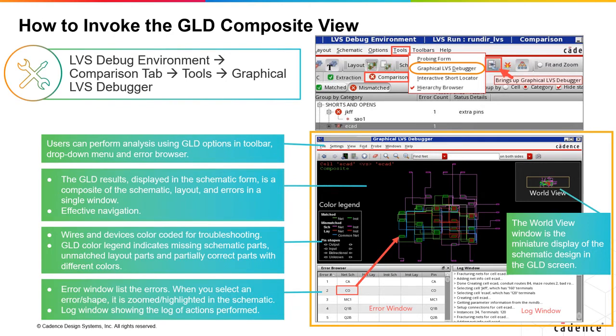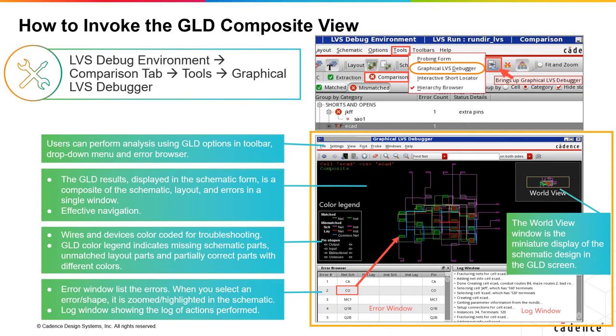The Graphical LVS Debugger indicates parts of the schematic that are missing, parts of the layout that cannot be matched, and parts that are partially correct with different colors. The color legend is shown in the lower left of the GLD window. By default, matched net and instance are highlighted in green, mismatched schematic net and instance in purple, mismatched layout net and instance in red, and parts which are common to mismatched nets in blue. You can modify the color convention by selecting the Color Settings option from the Settings menu.